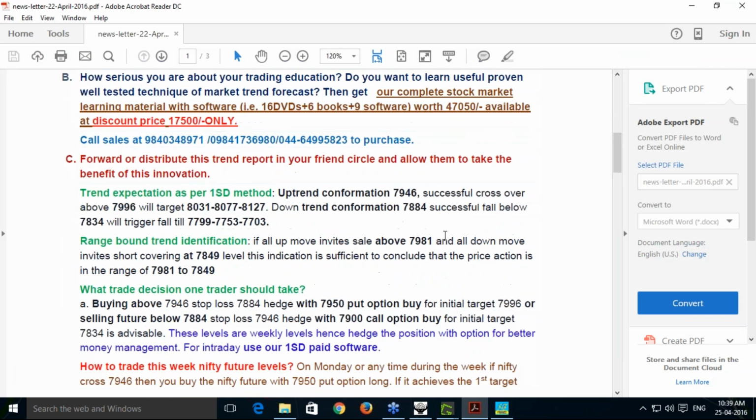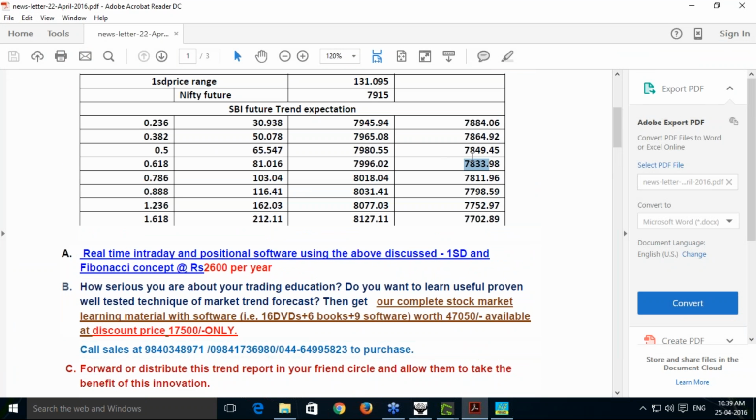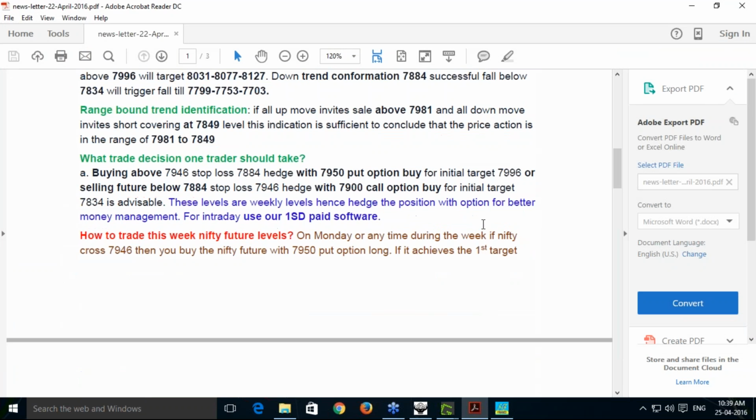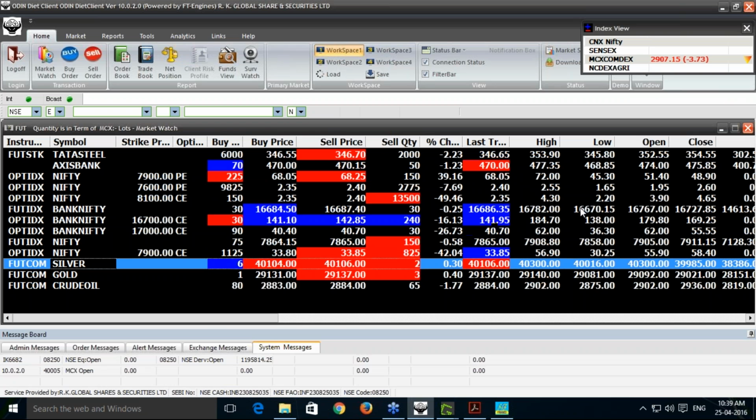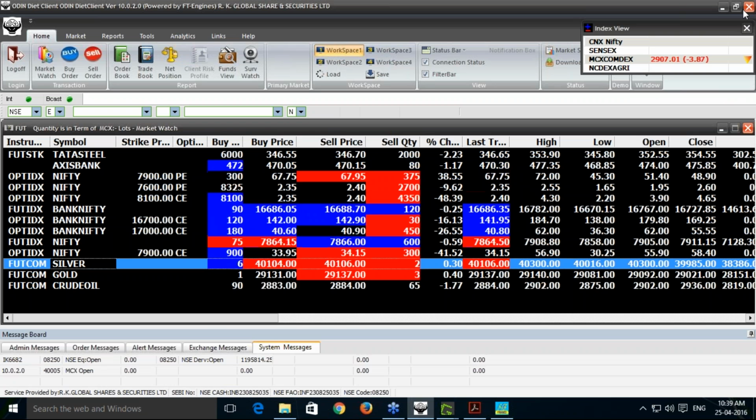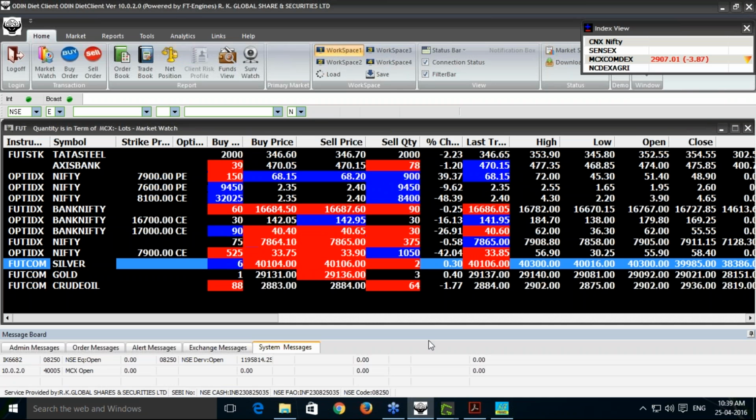As I conclude, I can say that at the weekly level, what we have given as 1 SD, a downtrend breakout has been given. Only the 0.382 level breakout has been given. We have not achieved the first target. And Bank Nifty, 16,605 we are waiting for. It has not come so far, neither has it given the uptrend breakout. So with this I will be ending today's session.